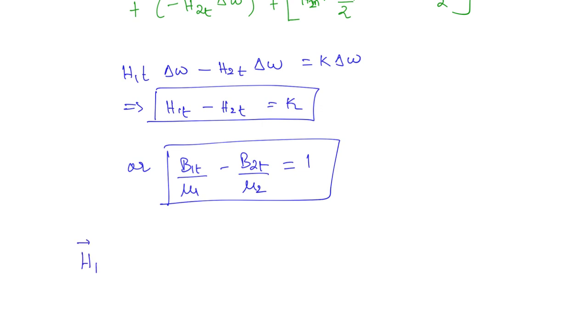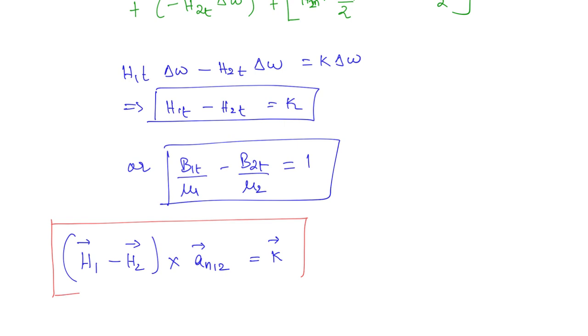Let us say h1 bar is in region 1, so it's not the tangential component, the entire component we are taking, minus h2 bar cross an12 bar. Okay, this is equal to K bar, because the surface current is a vector, right? So it is useful for us if we know the expression in terms of the vector quantity. Okay, so this expression will come in more handy. You can verify the directions. H1 is in this direction, H2 is in this direction.